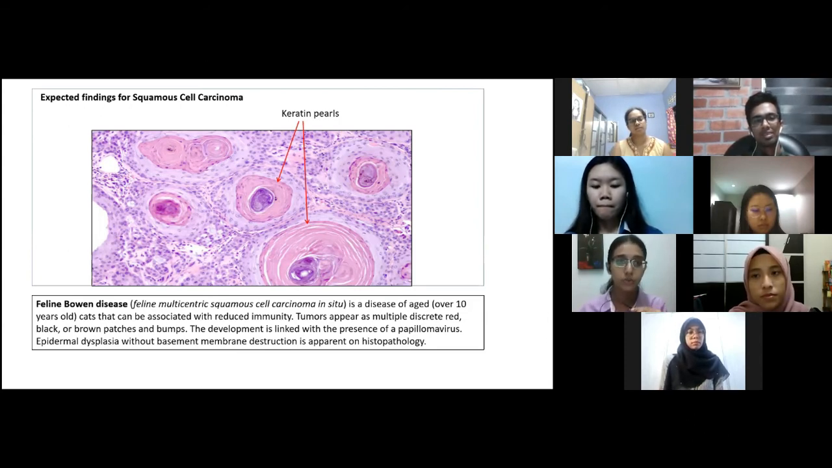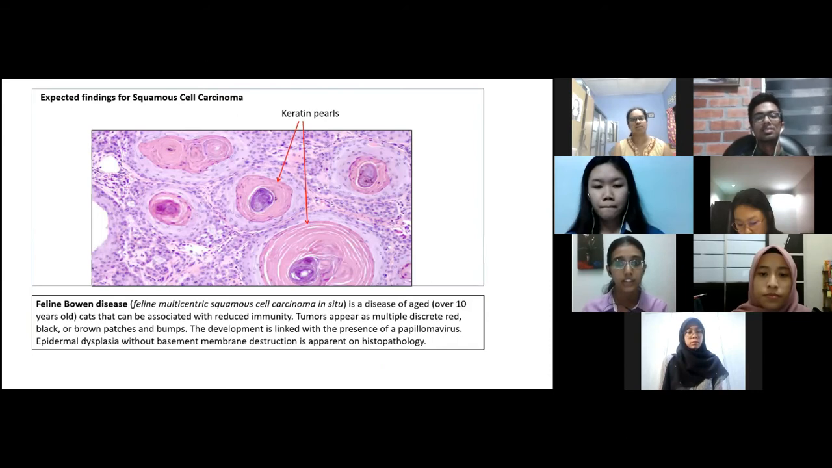For feline Bowen disease, which is also called feline multicentric squamous cell carcinoma in situ, it is only found at the epidermal area, and it is usually a disease in old cats, like what Shazrin mentioned earlier. The tumors will appear multiple, as discrete red, black or brown patches and bumps. Next, I will pass it to my colleague Sarah.